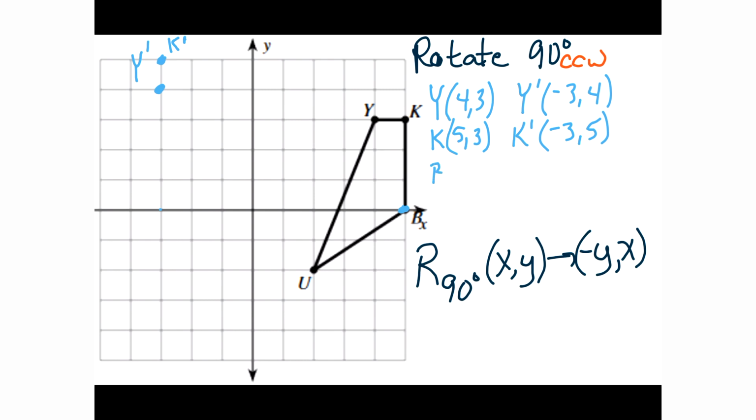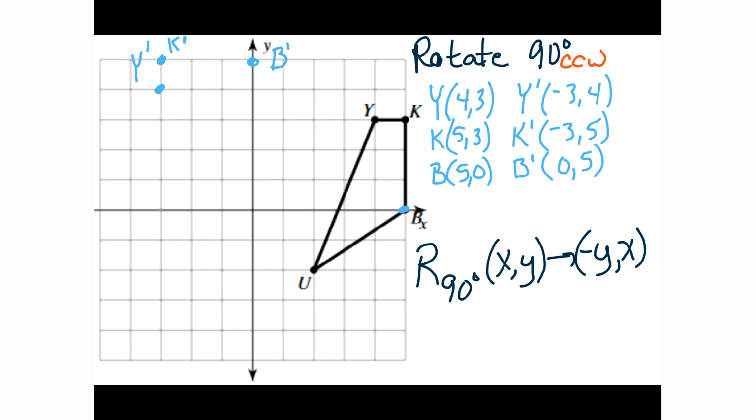Okay, so let's take a look at B. B is at the point 5, 0. So that means that B prime then is going to be at 0. We can't negate 0. 0 is just 0. So B prime is going to be at 0, 5. So 0, 5 puts us up there. So there's B prime.